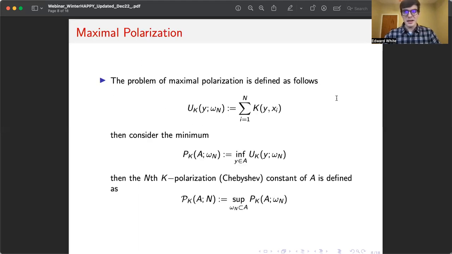Now, this is described by the problem of maximal polarization, which is to take that same semi-continuous kernel and look at the pairwise distance from some fixed point y to all your points omega n, and then consider the minimum over all points y in A of that summation of those kernels. Then the nth K-th polarization, or sometimes called the Chebyshev constant of A, is defined as that supremum of P_K.